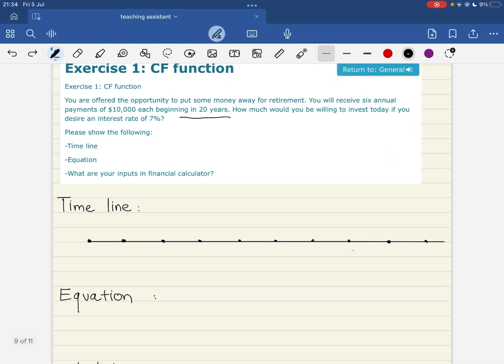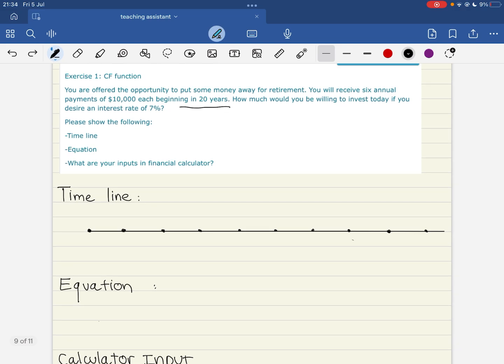As you can see in the question, the second sentence, you will receive 6 annual payments of $10,000 each beginning in 20 years. Let's analyze it together. What does it mean? It means after 20 years starting from the current time, which is year 0. Year 0, the current time. 20 years after it, you will start to receive 6 payments in a row. So how do we draw the timeline? It's just easy like this.